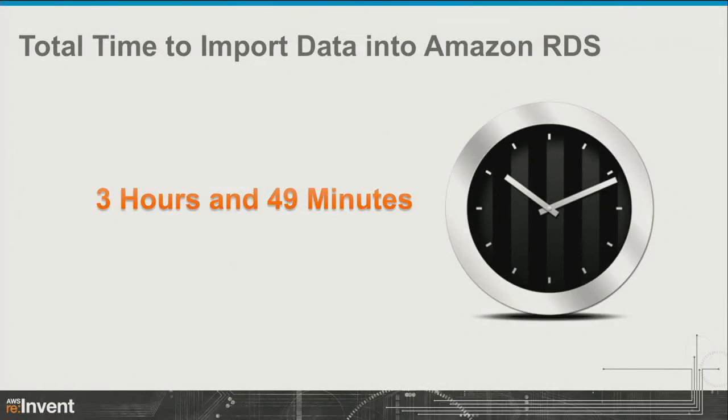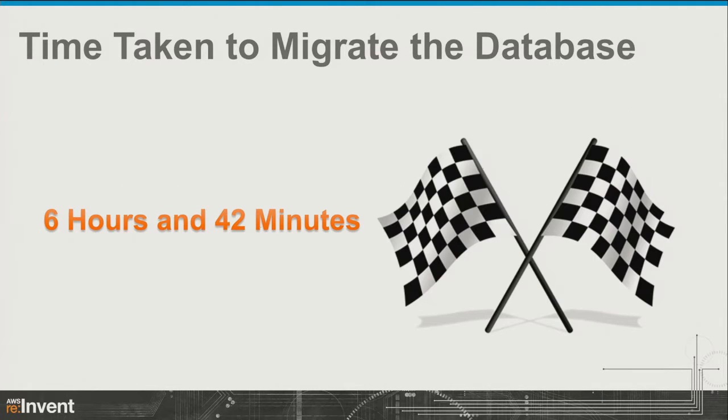So that took me 3 hours and 49 minutes. So how much did it take me in total? Because I was doing these things in parallel, it took me 6 hours and 42 minutes to move 500 gigs of data from my on-prem Oracle database into RDS database. Who thinks that's cool? All right.